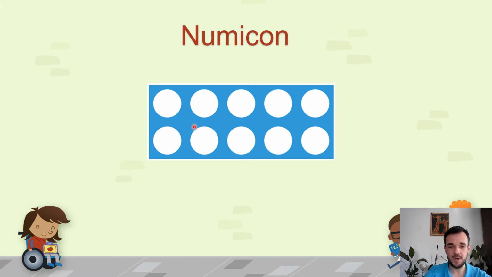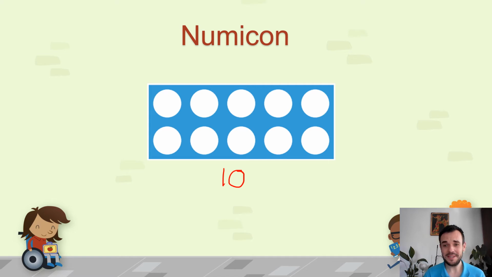We are going to be using Numicon. Numicon, say that with me. Numicon. Now, Numicon are these different shapes that make different numbers. Have a look at this shape. What number do you think this shape is? Well, we can have a look by counting the circles. 1, 2, 3, 4, 5, 6, 7, 8, 9, 10. So we know that this Numicon piece is the number 10.